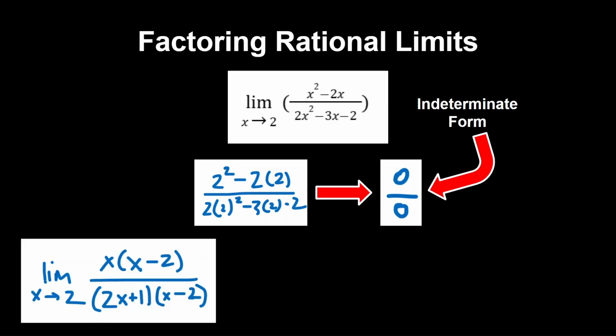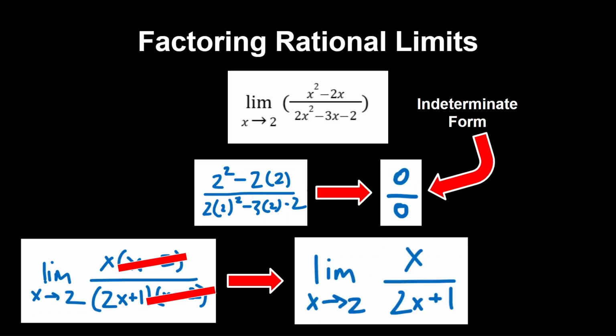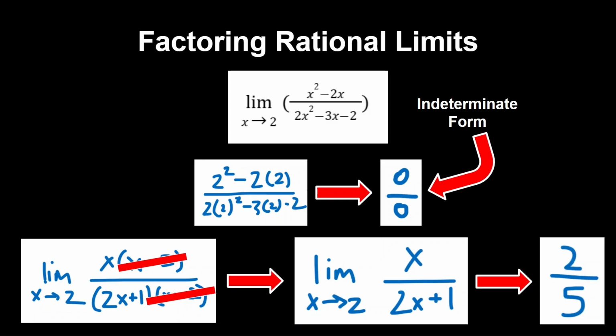So what I did is I factored it down, and I see that there's a common term on the top and the bottom, which is x minus 2. So we're going to factor those out and then cancel them out on the top and the bottom, and that'll leave you with the limit as x approaches 2 of x over 2x plus 1. Now notice how I kept the limit notation before the actual expression there, because we still have x in the expression. We didn't plug in the 2 yet. And once we do that, we'll see that our answer is 2/5.